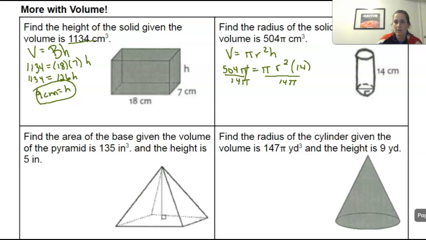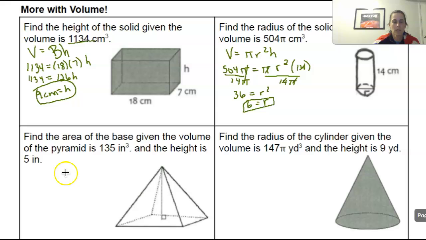And don't forget that pi, because the pi's actually end up dividing out. So 504 divided by 14 would get us 36, and that's equal to r squared. We take the square root on both sides to get 6 as our radius, 6 centimeters as our radius.